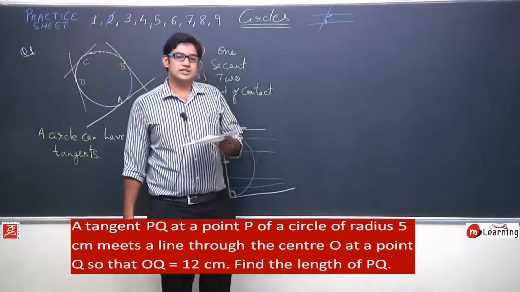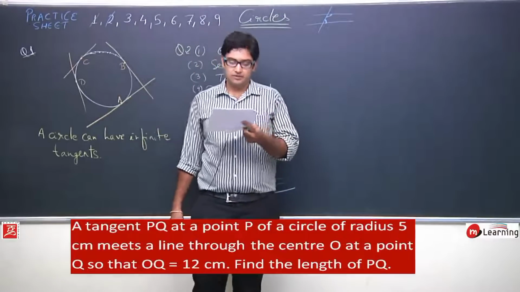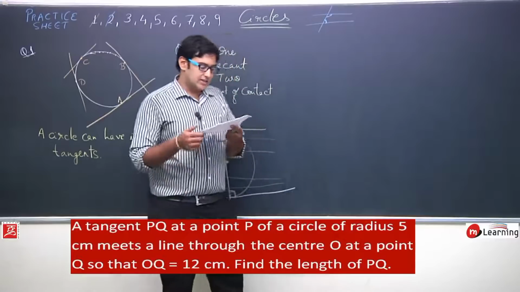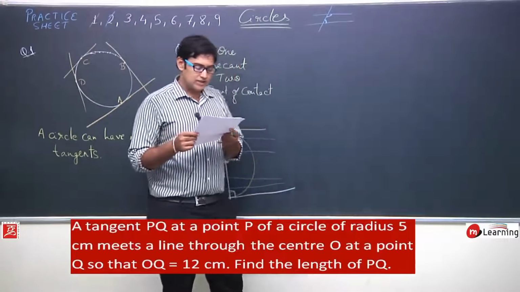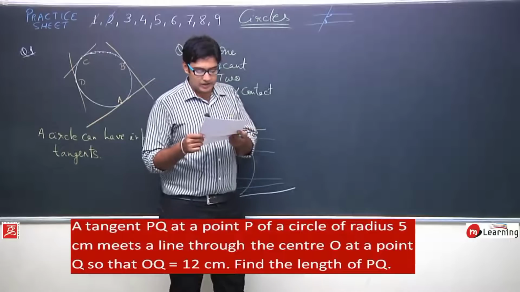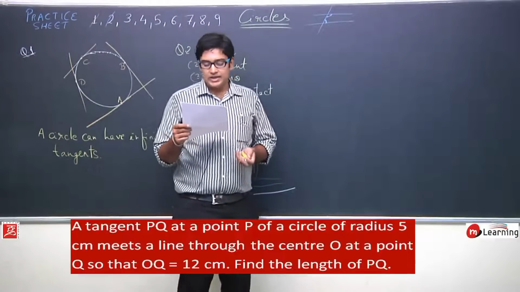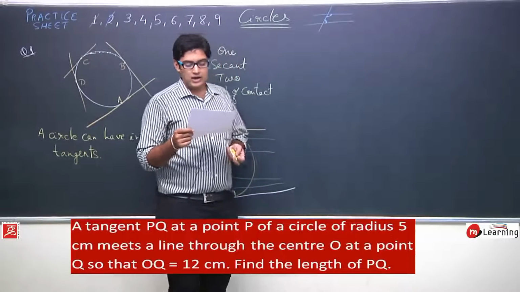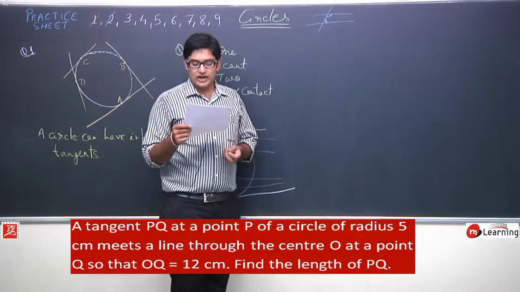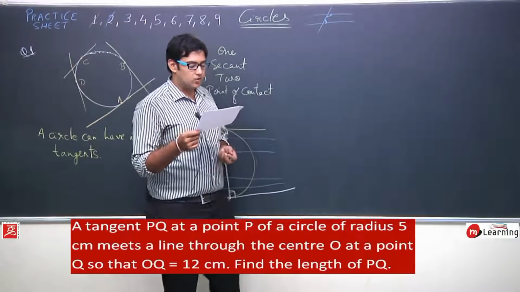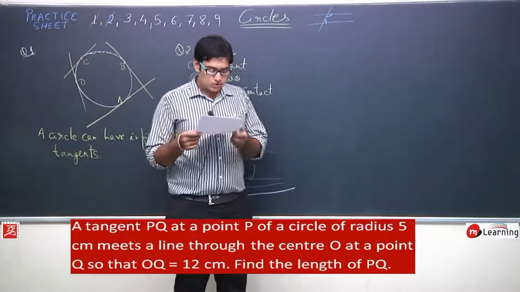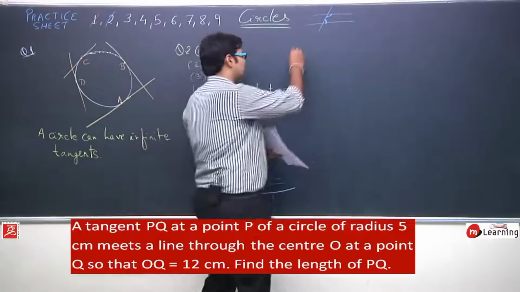Now let us discuss question number 3. Question number 3 says a tangent PQ at a point P of a circle of radius 5 centimeters meets a line through the center O at a point Q, so that OQ is equal to 12, then the length of PQ is.